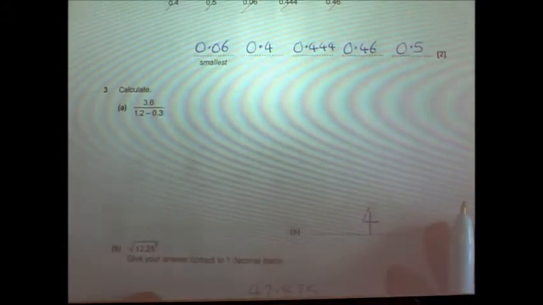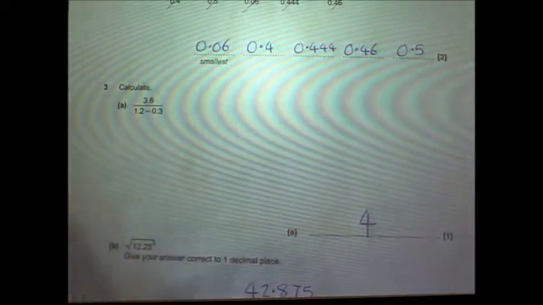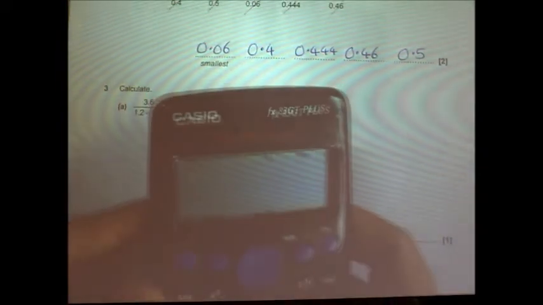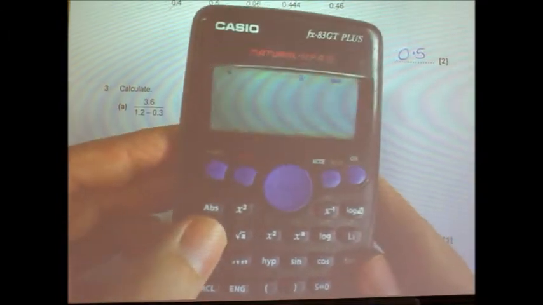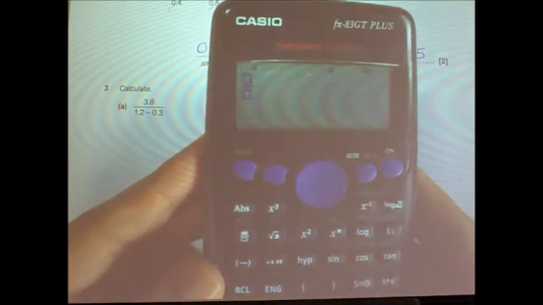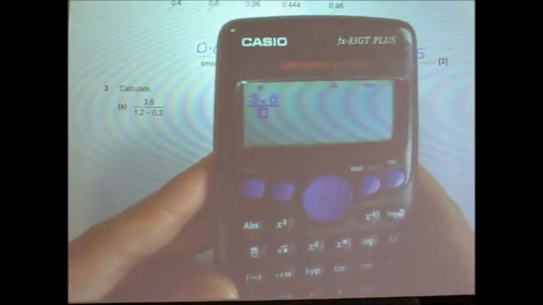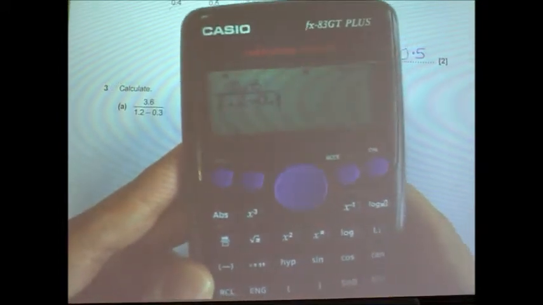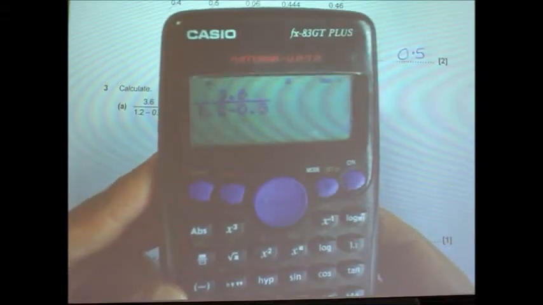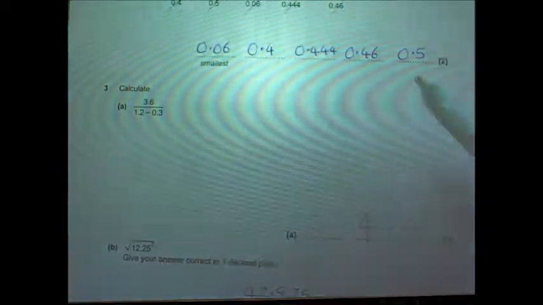Question number 3. Calculate this. If you want to put it on your calculator, you can do so. Just be a little bit careful. These calculators are quite nice because they have this fraction button here. So you can press that and actually tap it in. So 3.6, and you go down, divided by 1.2. Take away 0.3, and it will just tell you the answer there, which is 4.